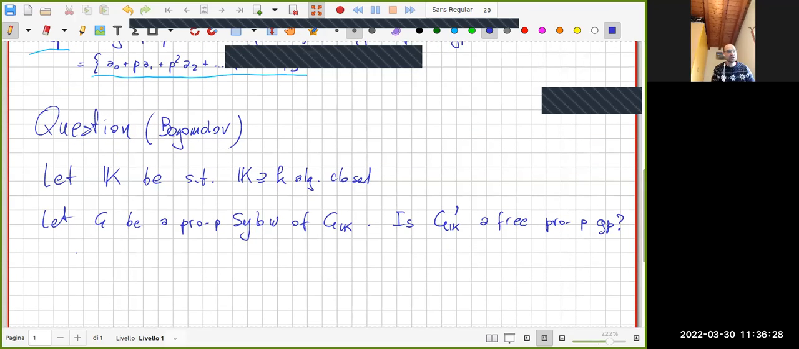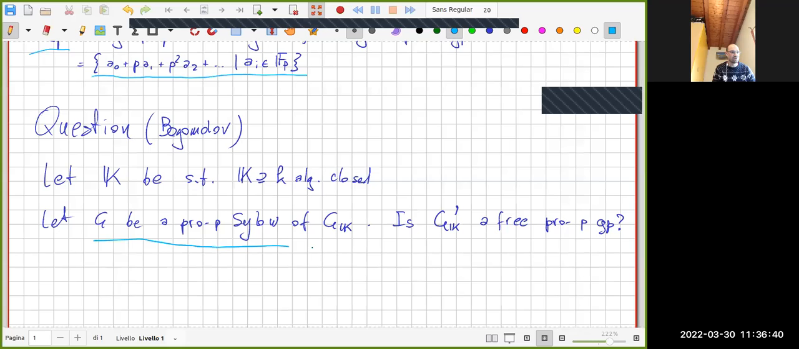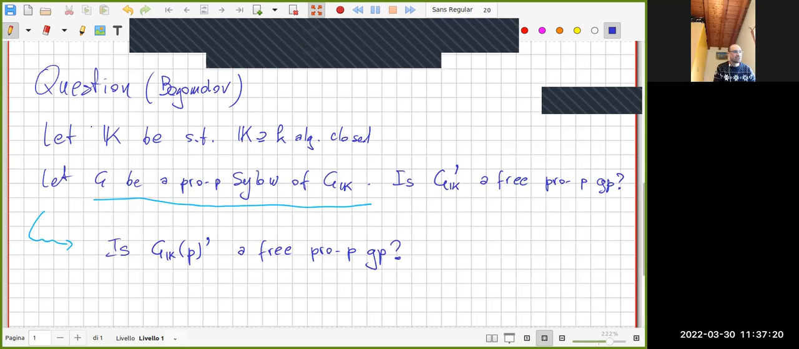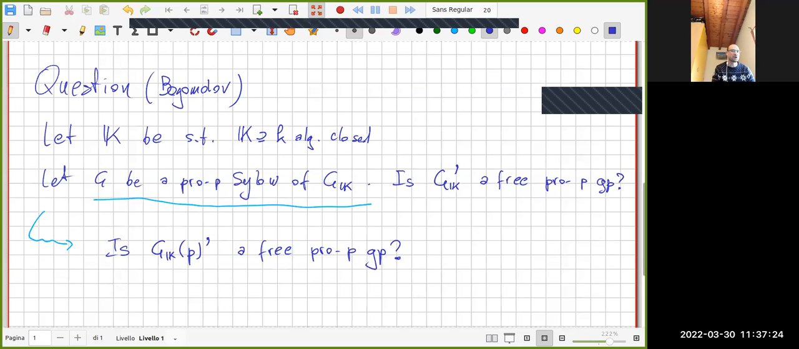In the rest of the talk, I won't deal with this question and similar questions related to the pro-p Sylow subgroup of the absolute Galois group, but rather I will turn this question into one about the maximal pro-p Galois group of a field. So the question now becomes: is the commutator subgroup of the maximal pro-p Galois group a free pro-p group? This is the question formulated by Bogomolov in terms of maximal pro-p Galois groups.